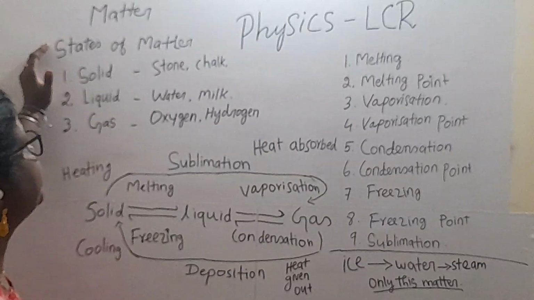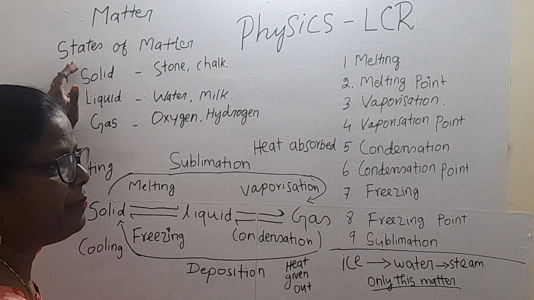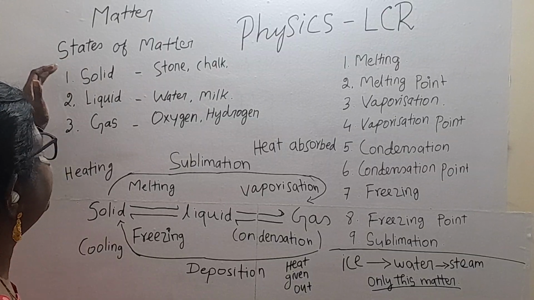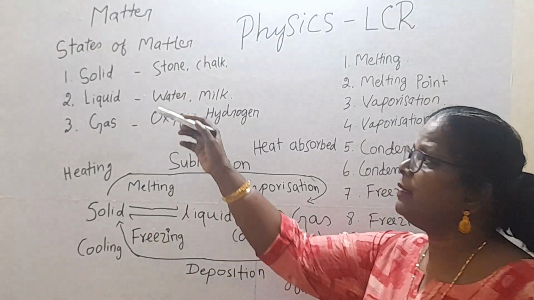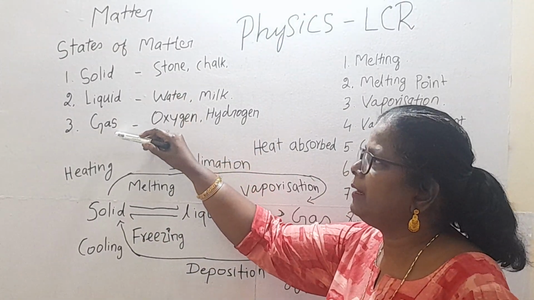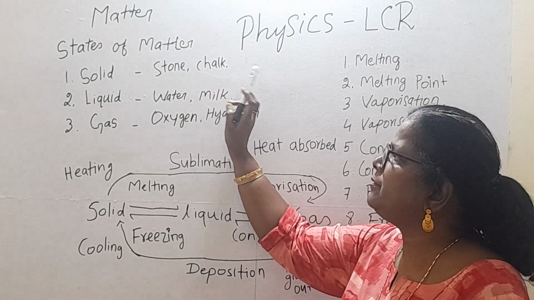Now I am going to explain about state of matter. You people know we have three states of matter. What are they? Solid, liquid, and gases. An example for solid is stone, chalk, these things.